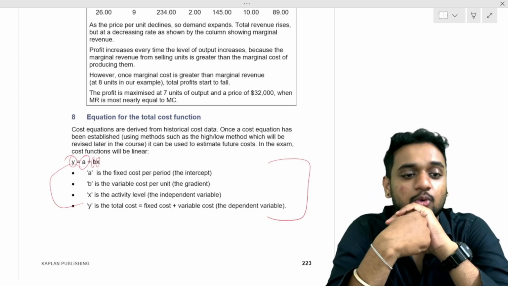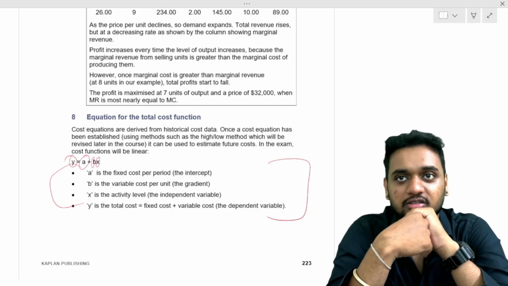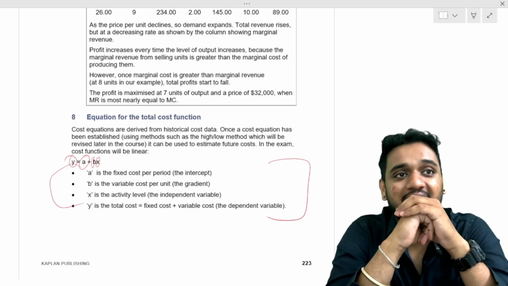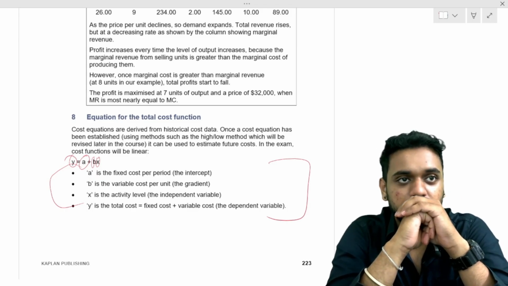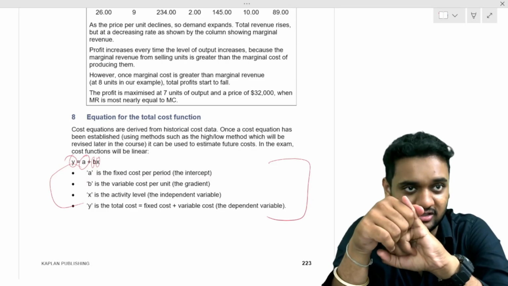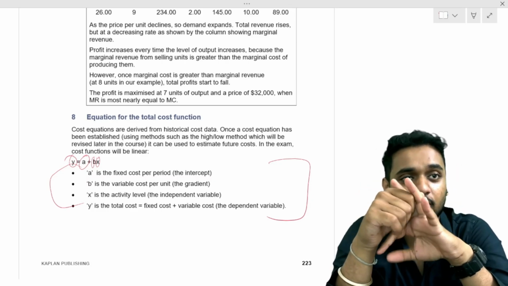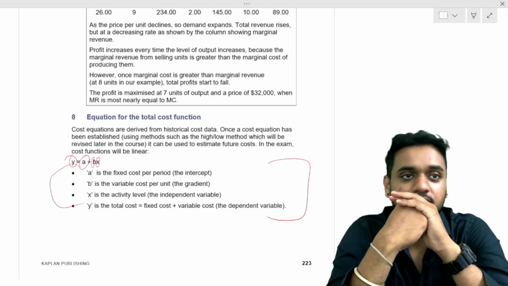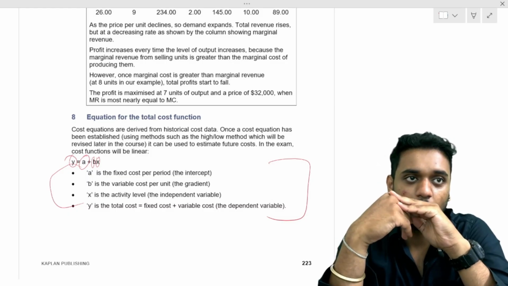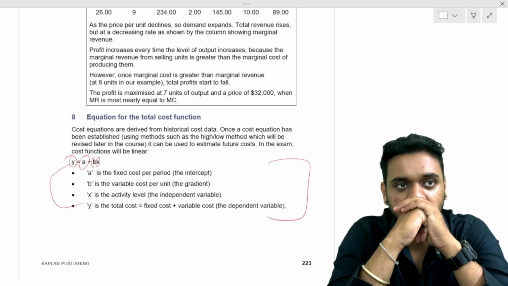B is what? Variable cost. It is also called the gradient or slope. B is also called variable cost, gradient or slope. Why is it called slope? This is slanting.